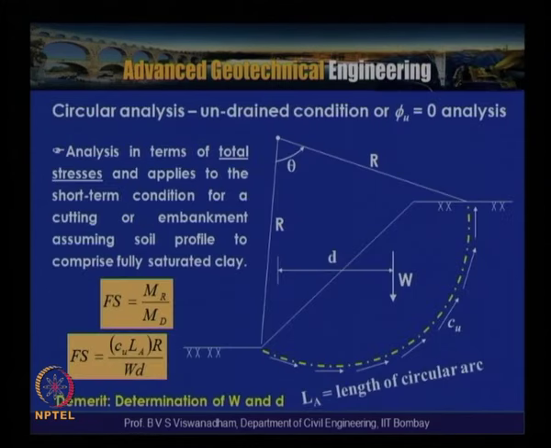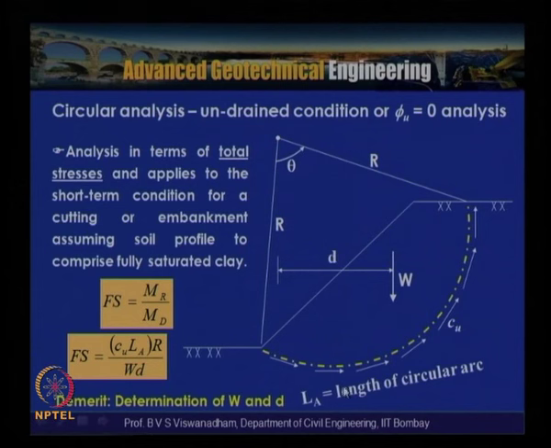Now before discussing the ordinary method of slices, let us look into the evolution of different types of methods for undrained conditions and drained conditions, and then we will introduce the ordinary method of slices, Bishop simplified method and the other method like Morgenstern Price method. In the case of circular arc analysis for undrained condition, or it is also called as phi u equal to 0, that is angle of internal friction undrained condition is equal to 0 analysis. Basically this is an analysis performed in terms of total stress analysis and applies to short term condition only for a cutting or embankment assuming the soil profile to comprise of fully saturated clay.